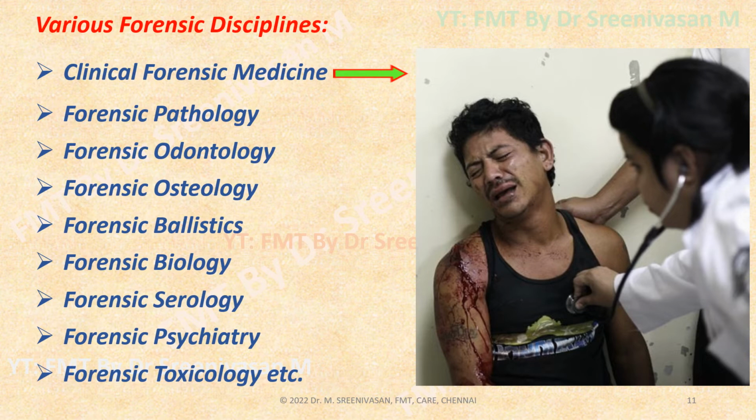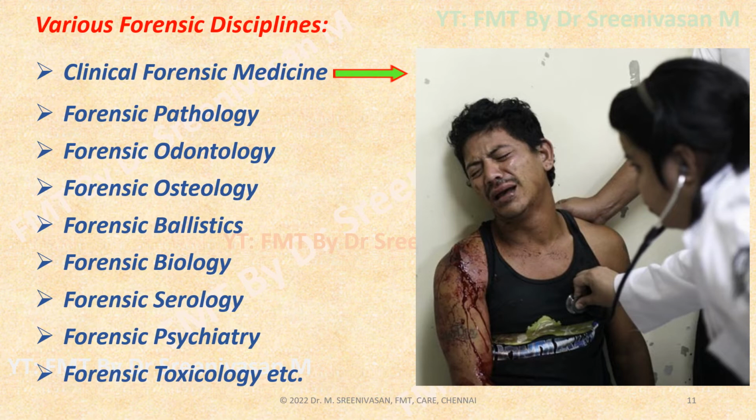Then the problems arising out of their use, that is called forensic ballistics. Forensic biology means applying diverse branches of biology like molecular biology and entomology, that is the study of insects, etc. Then forensic serology is the study of various serological, immunological, histochemical examination of body serum.